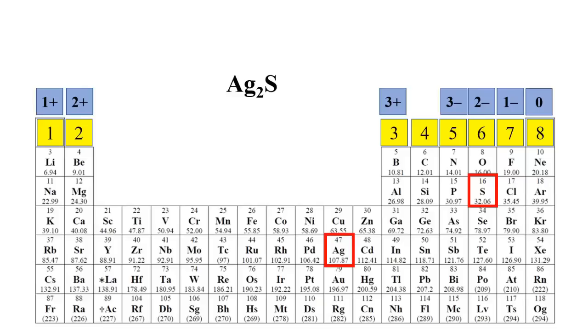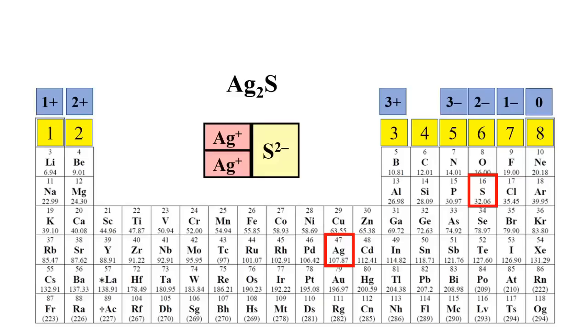So in this case, we have ions of silver that are going to be positive, and then we have the sulfide ion, and that's going to be -2. Since I have two silver ions, and they have to balance the charge on sulfur, which is -2, that means that each silver ion is going to be +1. So the oxidation state of silver in this silver sulfide compound is +1.